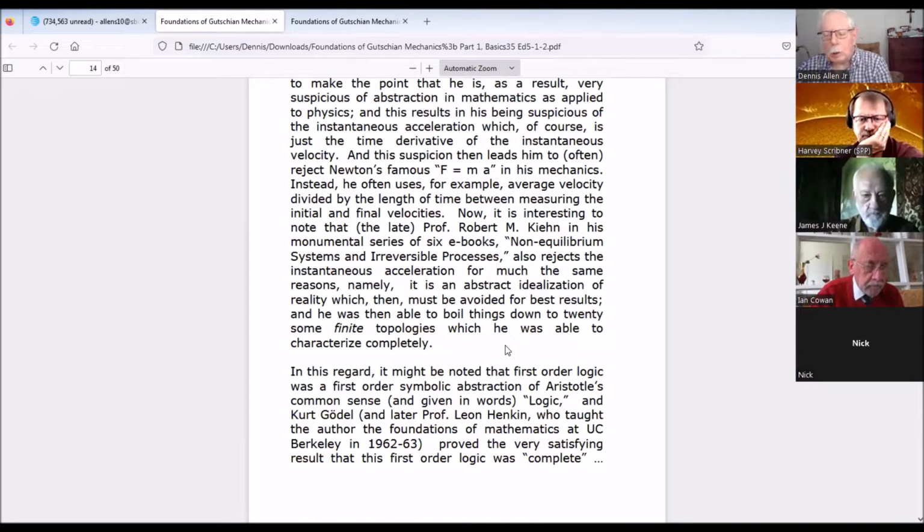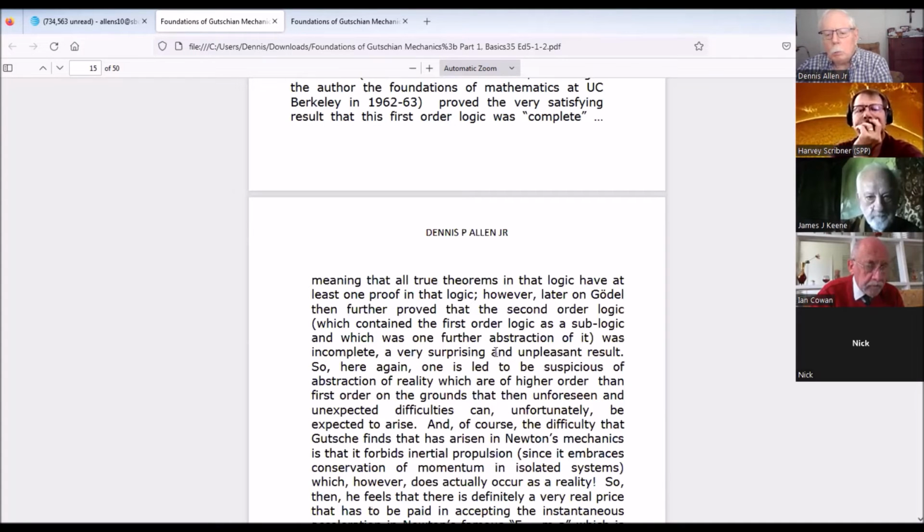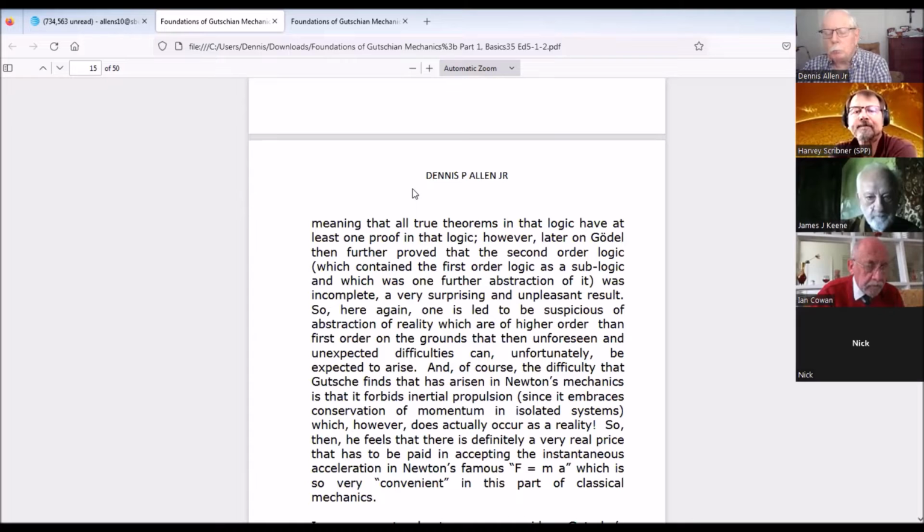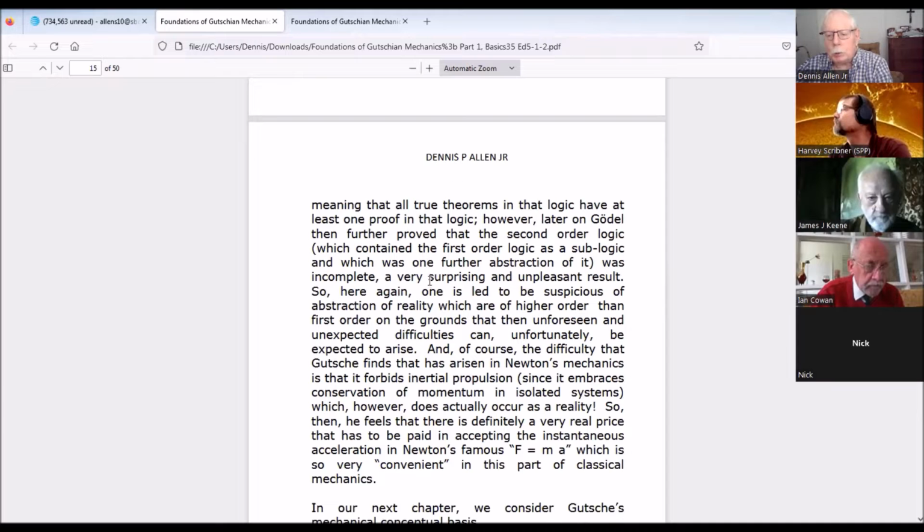And also in logic, there's a first order logic, which is basically Aristotle's logic, abstracted one degree, one order of abstraction. There's a meta theorem that every true theorem in the first order logic has a proof in the first order logic. So if it's true, it's provable. However, Kurt Gödel proved that the second order logic, a second abstraction from reality, was not complete. There were many true theorems which didn't have proofs in that logic. And so difficulty arises here again.